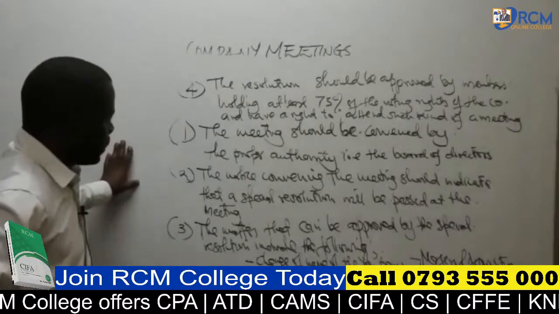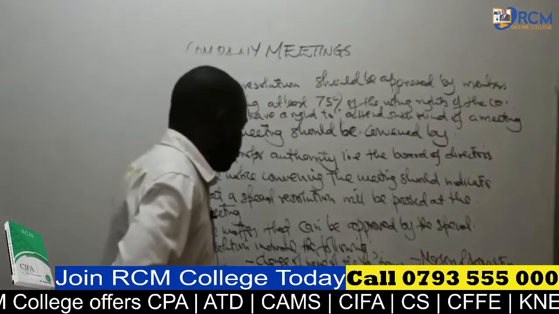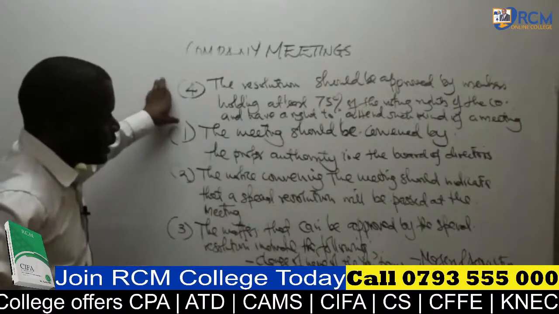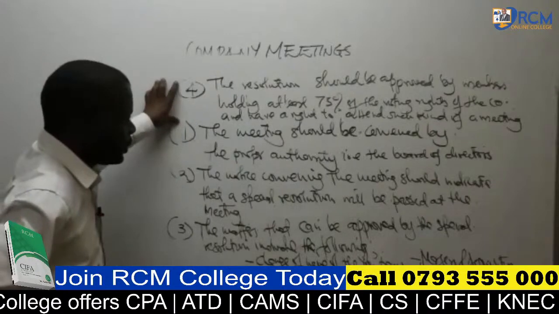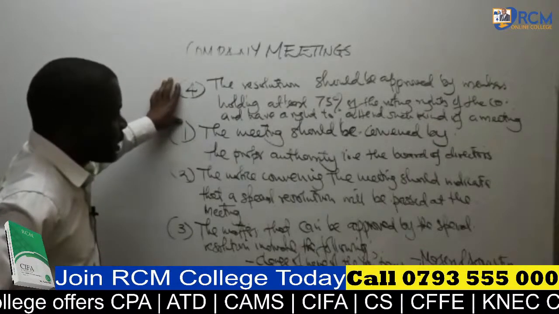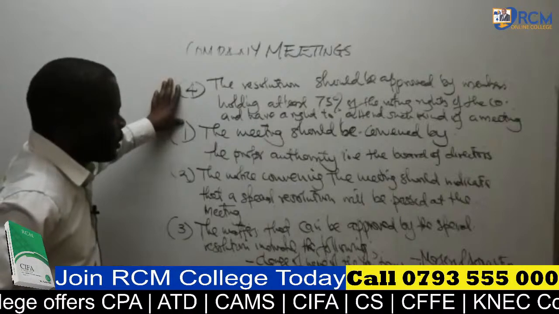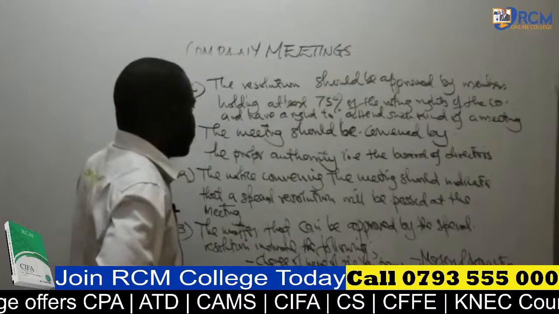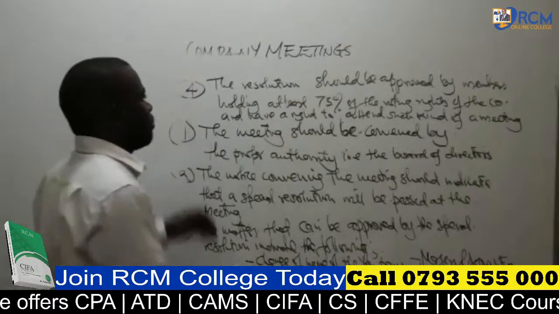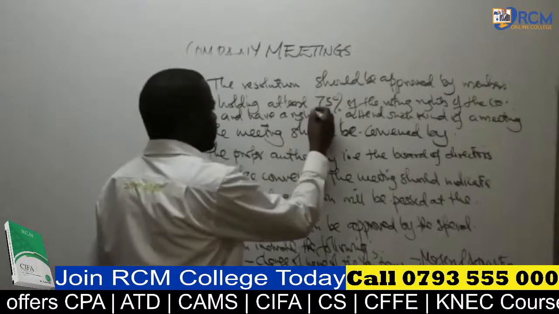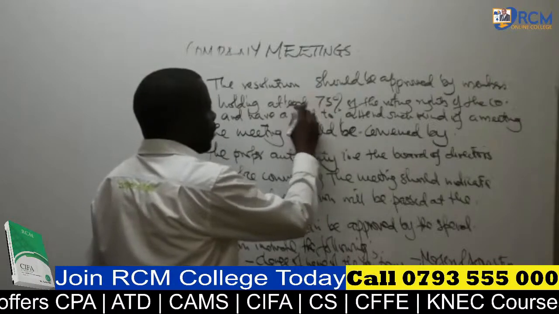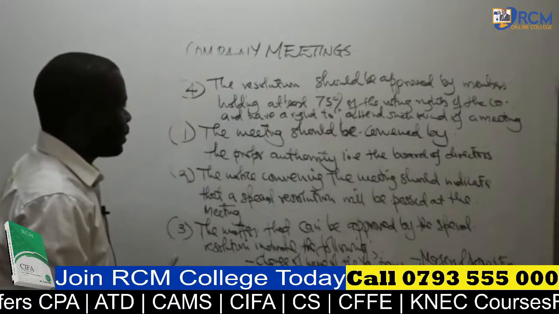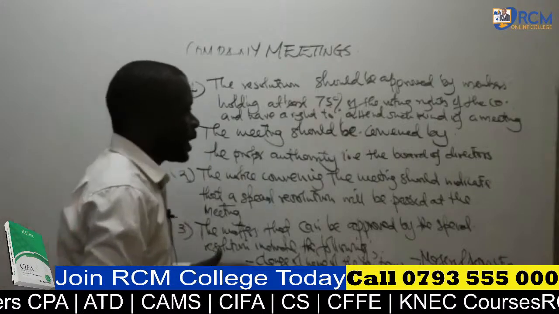Then number 3, the matters that can be approved by the special resolution include, for example, the following. So we've indicated. Then we are saying that particular resolution should be approved by at least 75% of the voting rights, that is, by members holding at least 75% of the voting rights of the company and who have a right to attend such a meeting.